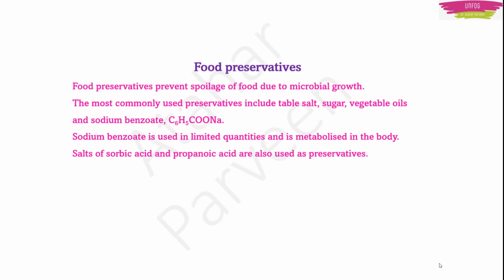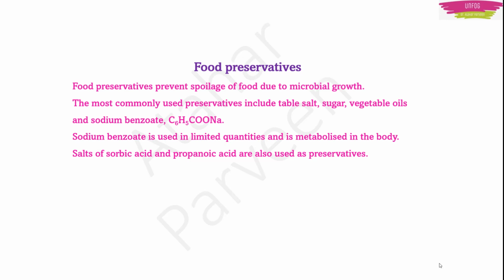Now let's talk about food preservatives. Chemicals are used to preserve food, we also told, right? Now these food preservatives prevent food from spoiling due to microbial growth. Most commonly, what preservatives do we use? We use them in our kitchen also. The common things: table salt is there, sugar is there. See, you make gulab jamun and keep it outside for 3-4 days, it will not spoil because of the sugar syrup in it.